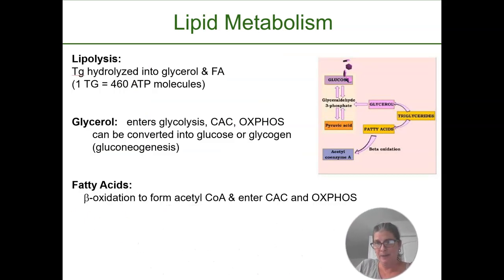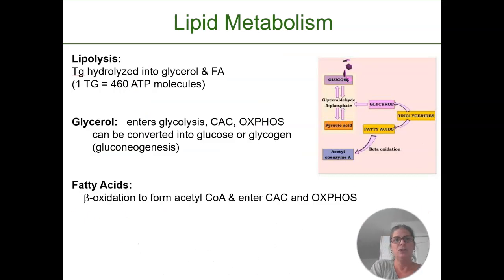If we look at the lipids, they're very similar. Remember that a triglyceride gets broken down into a glycerol and a fatty acid. They're very energy dense. So one glucose gives you around 32 ATP. One triglyceride gives you 460.